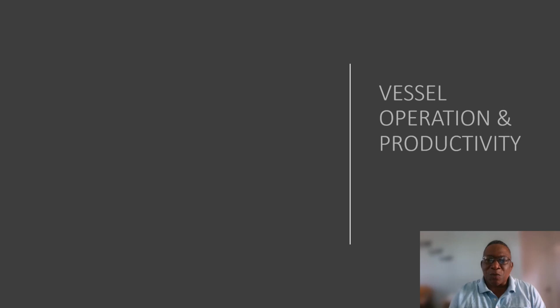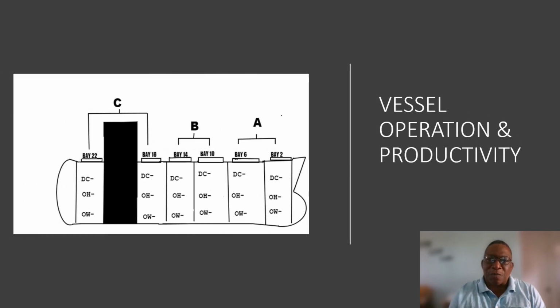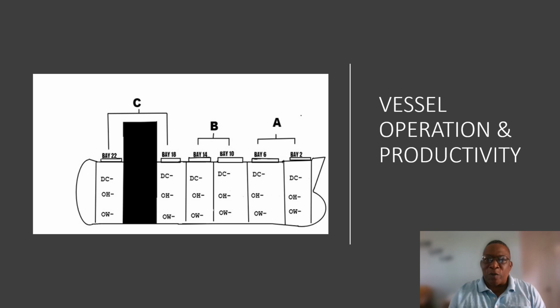Now let us review the information in the vessel operation. Here we have a vessel with 6 bays. It will be worked by 3 key cranes, A, B, and C, each working 2 bays as indicated here. Crane A will be working bays 2 and 6. Crane B will be working bays 10 and 14. C will be working bays 18 and 22.